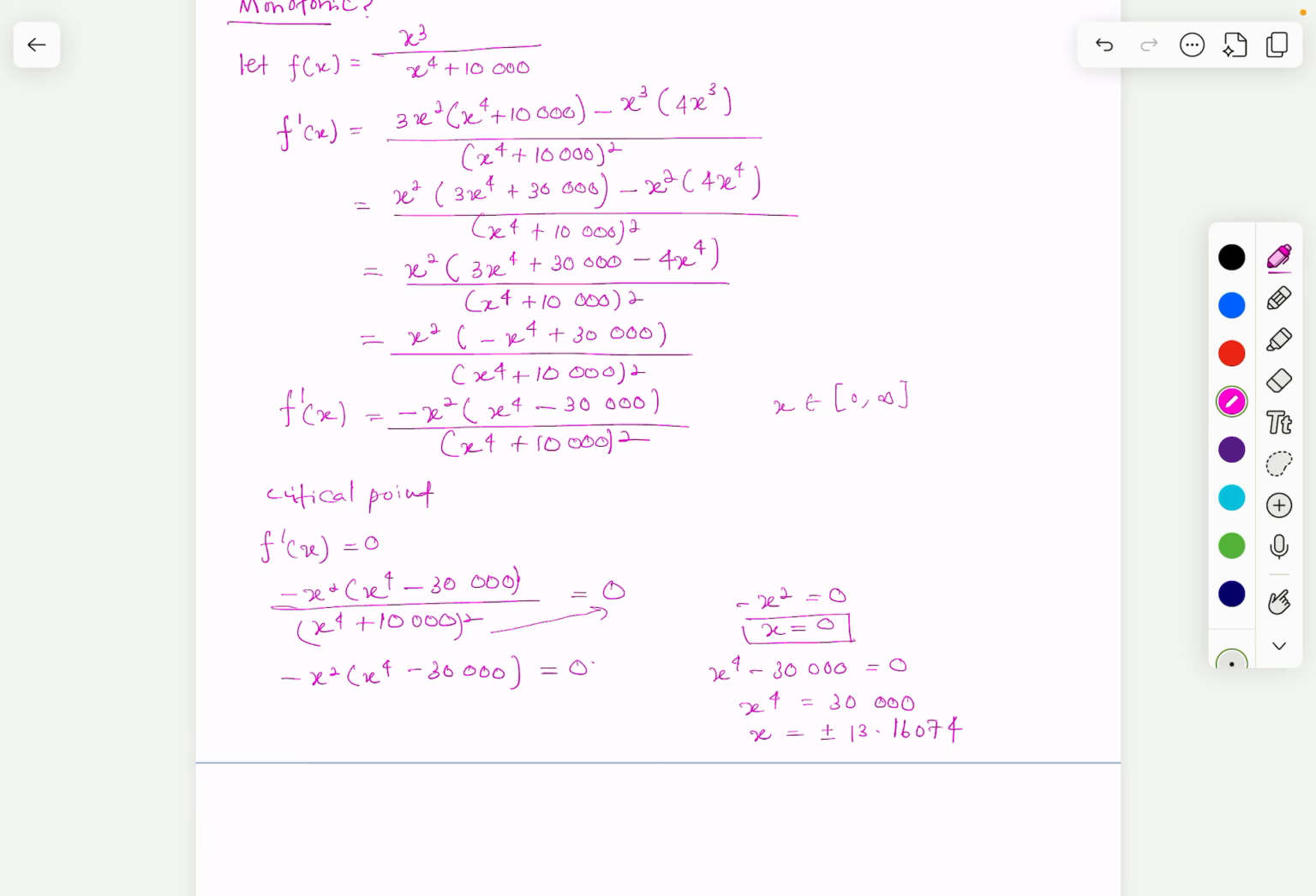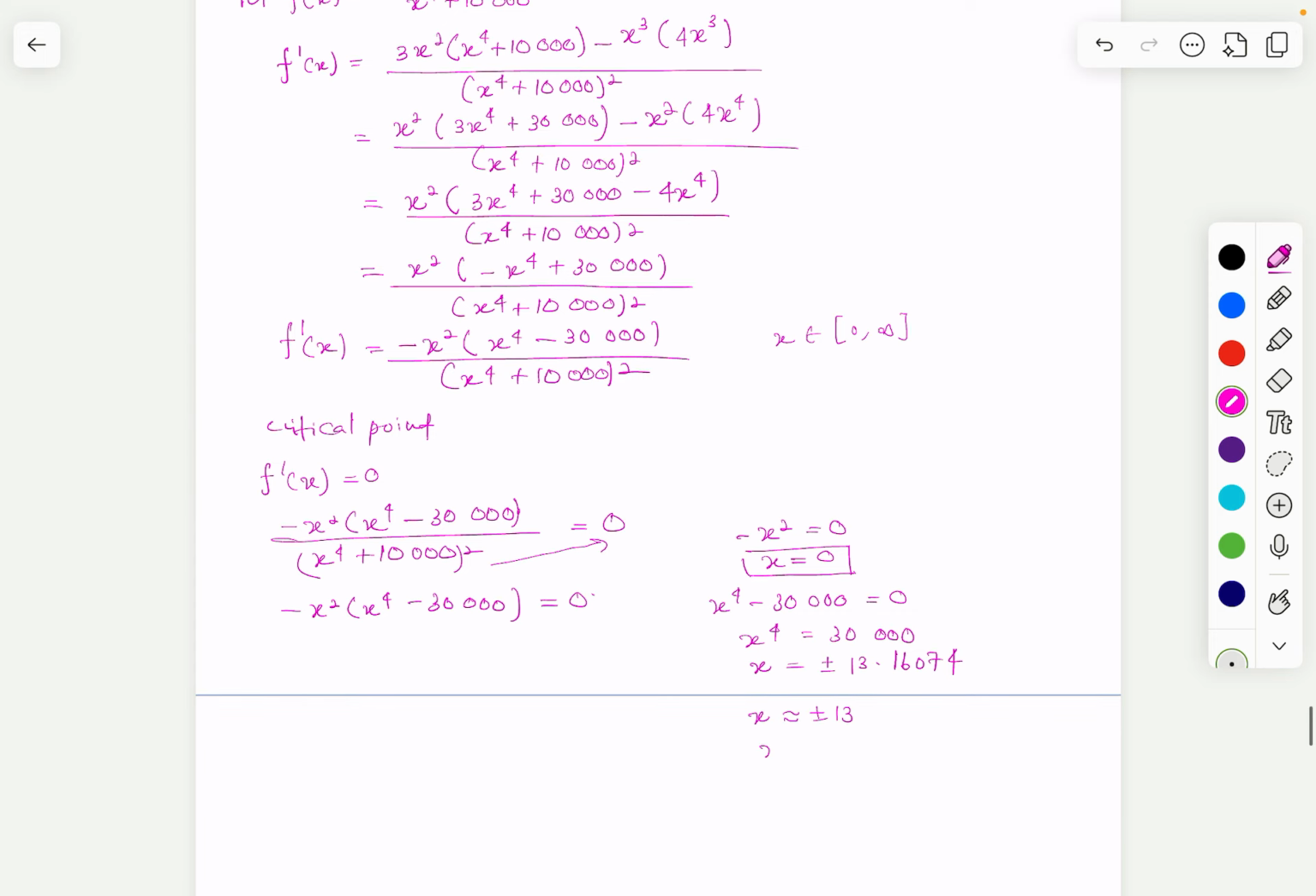But you need to remember, this is for the case of a function. In our case of a sequence, the n should be an integer. So this x comes back to n if it is a sequence, and we only consider x when it is an integer. When we round off, x should be approximately plus or minus 13, so it becomes negative 13 and 13. So we have the critical points x equals 0, negative 13 and 13.